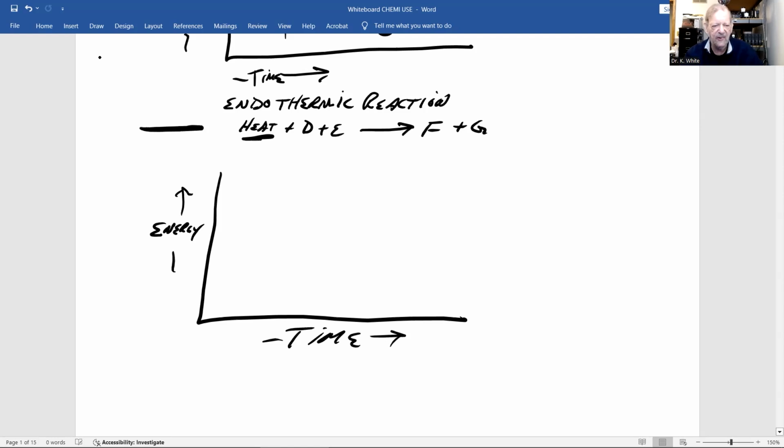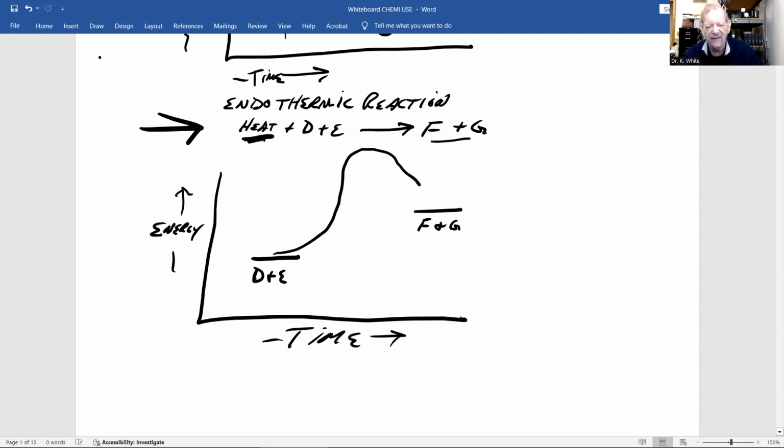Now, if we look at this reaction right here, we're adding heat. Remember, the energy on both sides is the same. So if we have to add heat, let's say D and E has this much total energy. Because we're adding heat, heat is a form of energy, F and G will have more energy, higher. And this is relative on these. So there it is. How do you go from D and E to F and G? Well, you go up the hill and over the hill, not to grandmother's house, but to F and G.